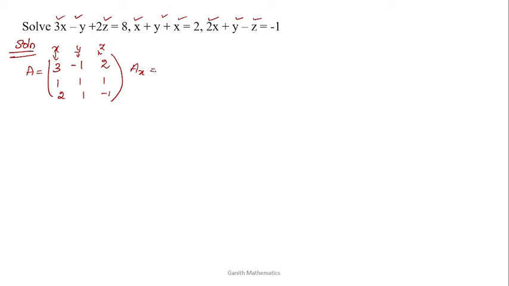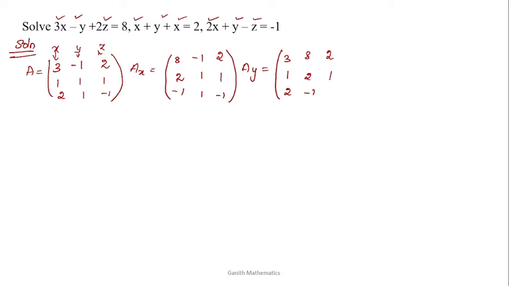Right? Ax is equal to, now I am going to replace the coefficient of x with the constants. So the constant values are 8 and 2 and minus 1. Remaining matrix values will be the same, 1, 1, 1 and 2, 1, minus 1. And Ay is equal to, so I'll keep the coefficient of x as it is, that is 3, 1, 2. I'm going to replace the coefficient of y with the constant values, that is 8, 2, minus 1, and the z coefficient values as they are.